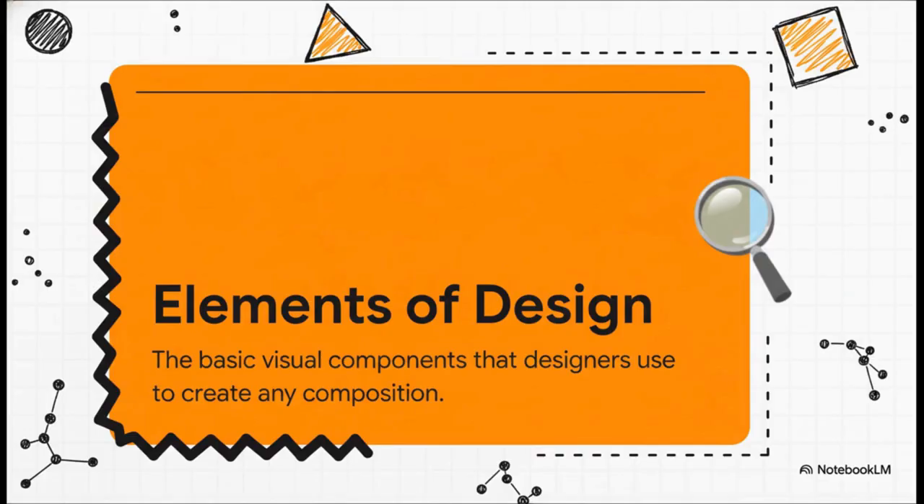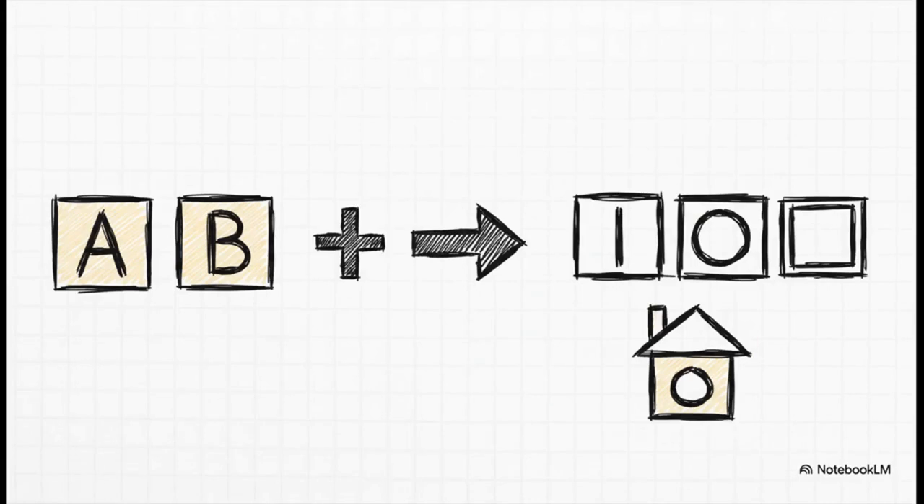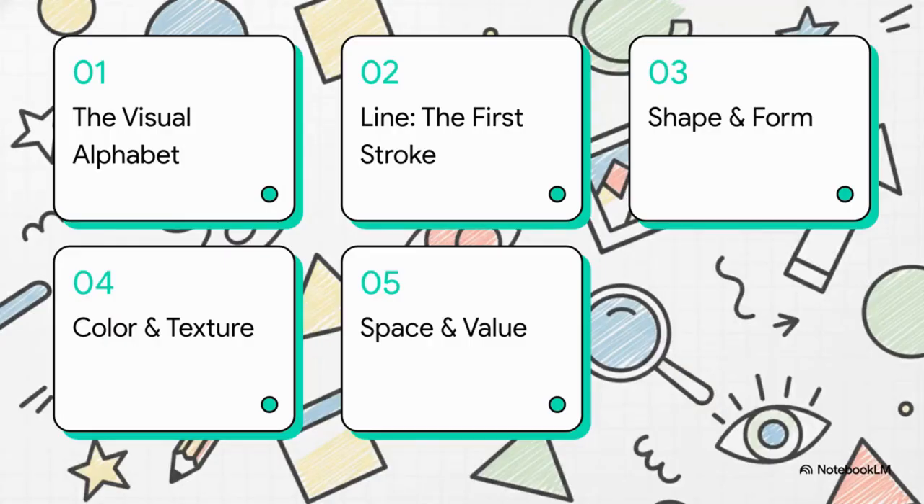And the key to understanding this language lies in its grammar, which we call the elements of design. These are the absolute basic, must-have ingredients that a designer has in their toolkit. Here's a really simple way to think about it. See them as the alphabet of this visual language. Just like A, B, and C combine to form words and sentences, these elements combine to create every single design you've ever laid your eyes on.